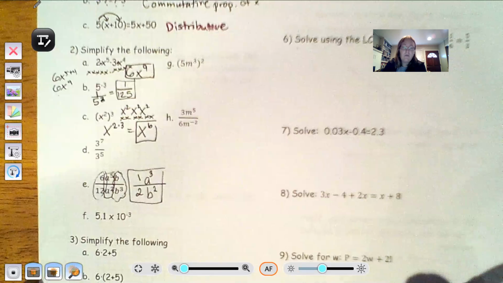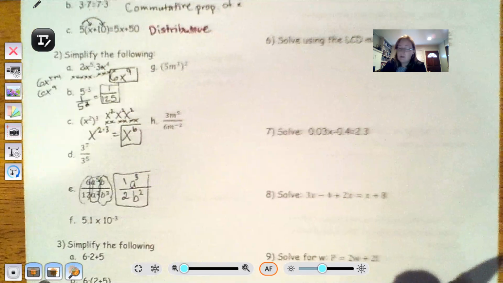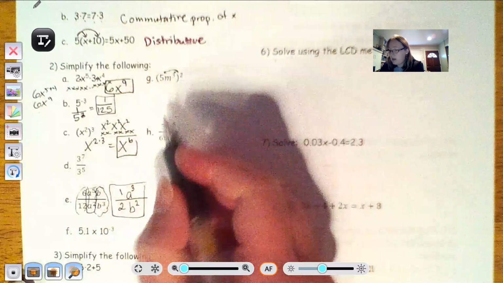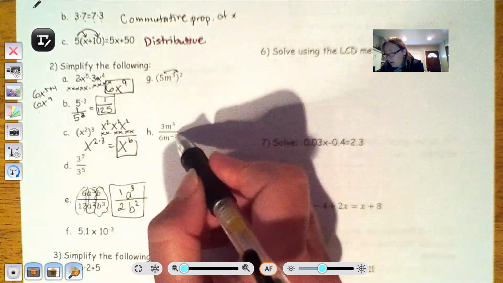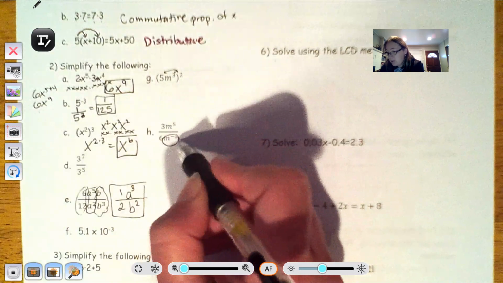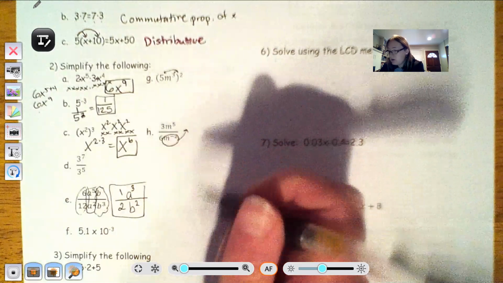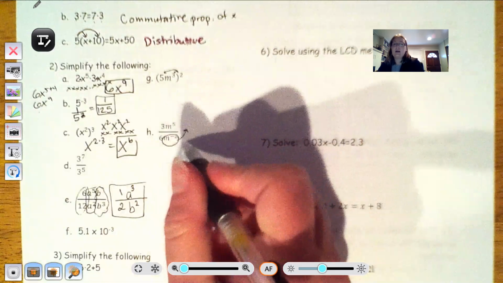And then one other comment I'll make is when you have parentheses, make sure you square both things. And then on this one, only this factor would go up. The 6 has an invisible positive exponent of 1, so you wouldn't bring the 6 up as well.